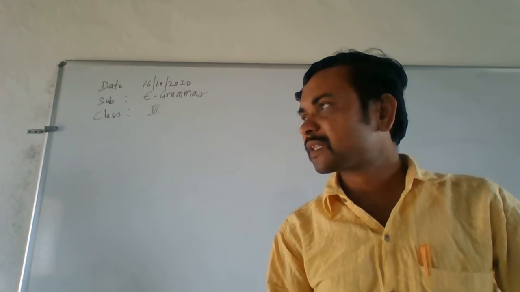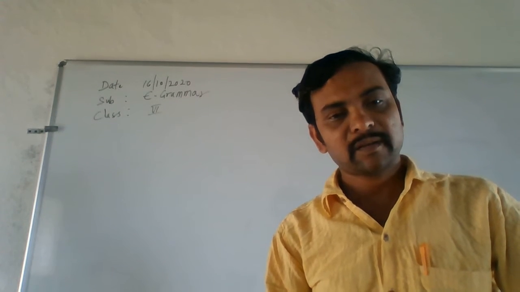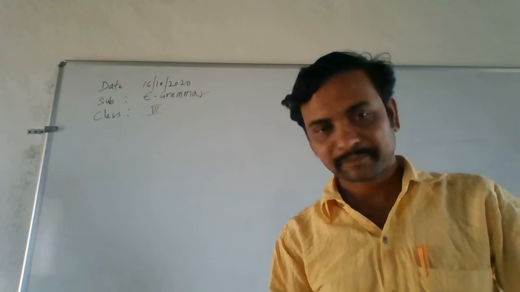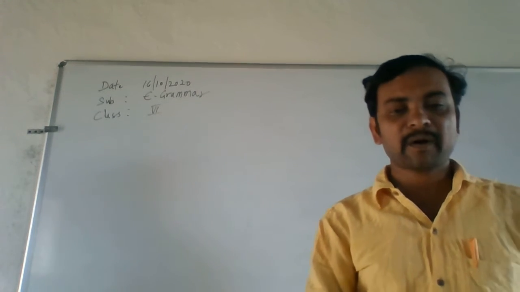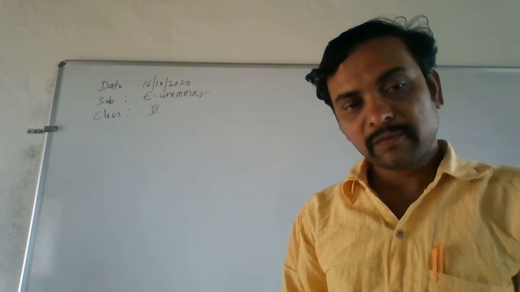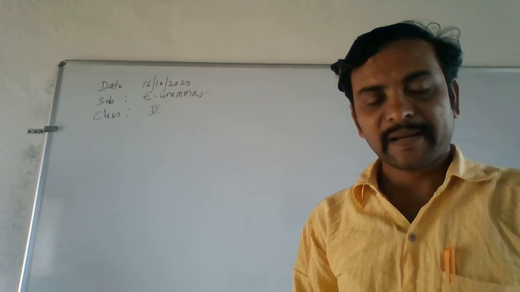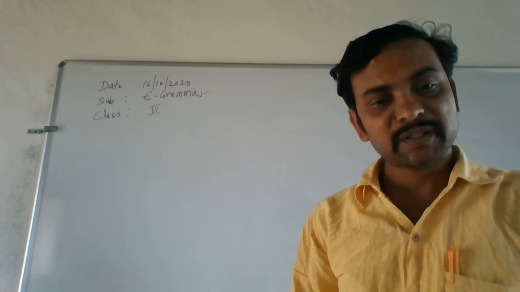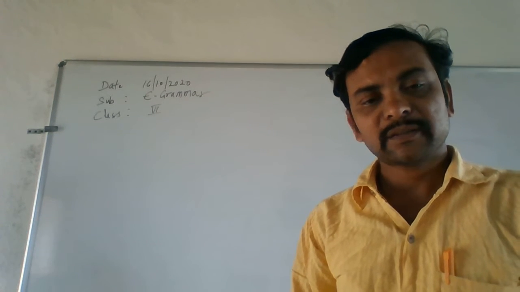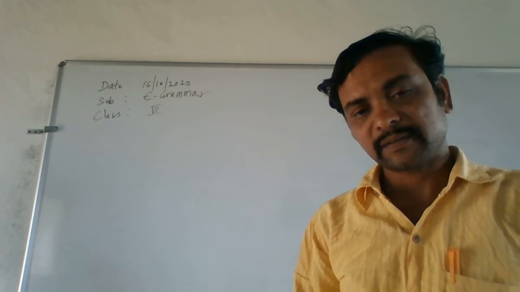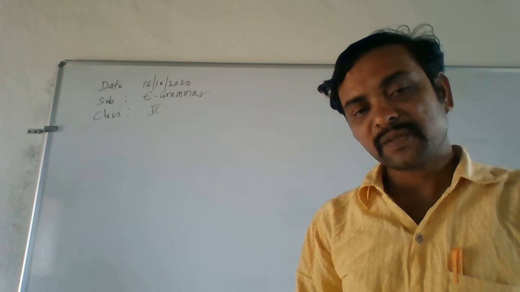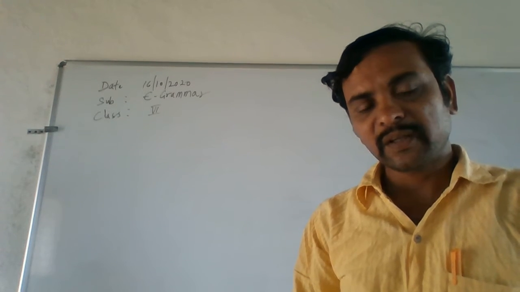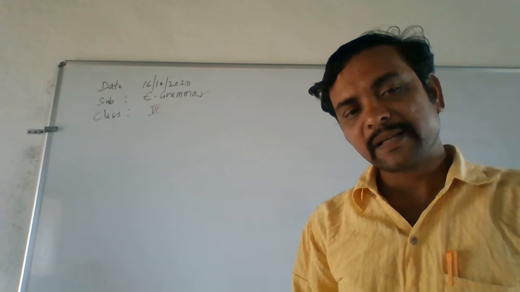Total, how many parts of speech are there? Of course, 8 parts of speech are there: noun, pronoun, adjective, verb, adverb, preposition, conjunction, and finally interjection. These are the 8 parts of speech. You learnt all these things very well in the previous class.